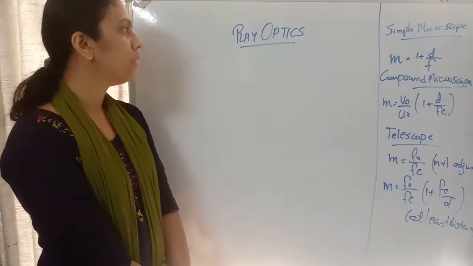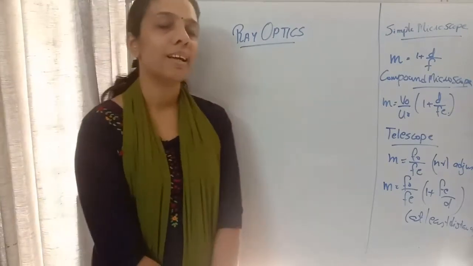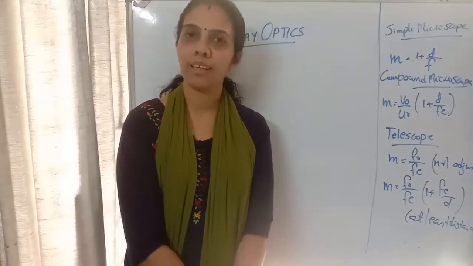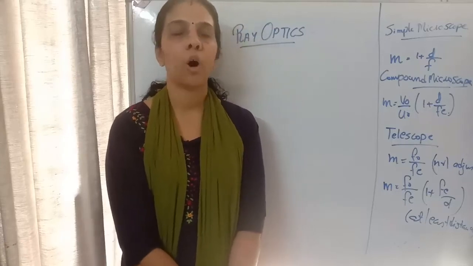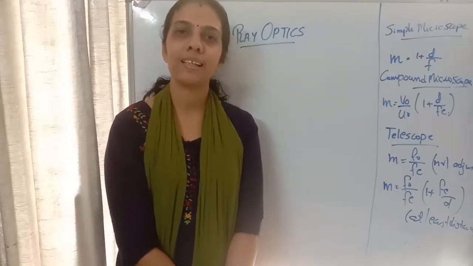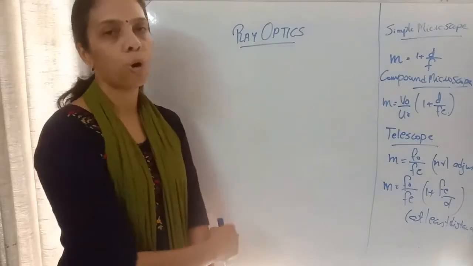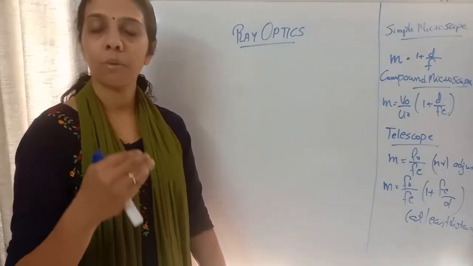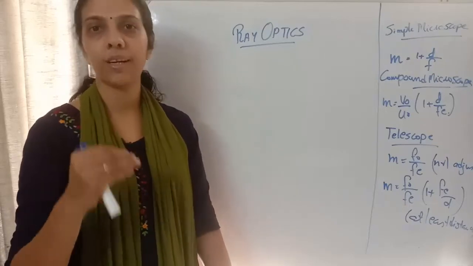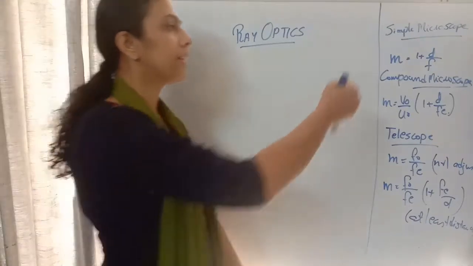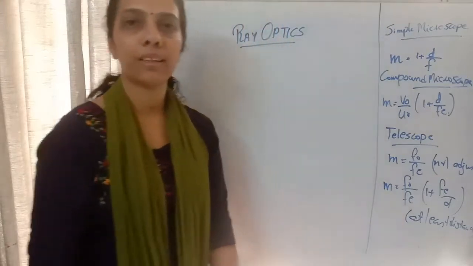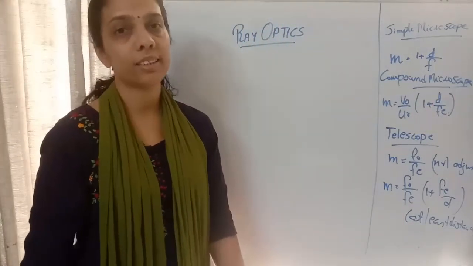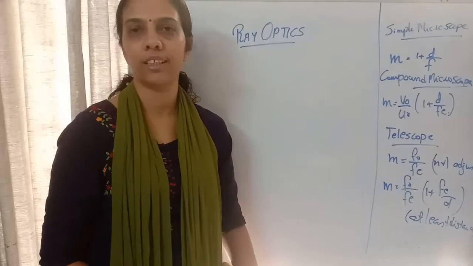In today's video, we are going to discuss the ray optics portion, in that numericals from the optical instruments. This is the last part of this ray optics chapter. Last class we discussed the important formulas that we should consider in the case of optical instruments. These were the important formulas which we learned in the last video as a PPT, right?